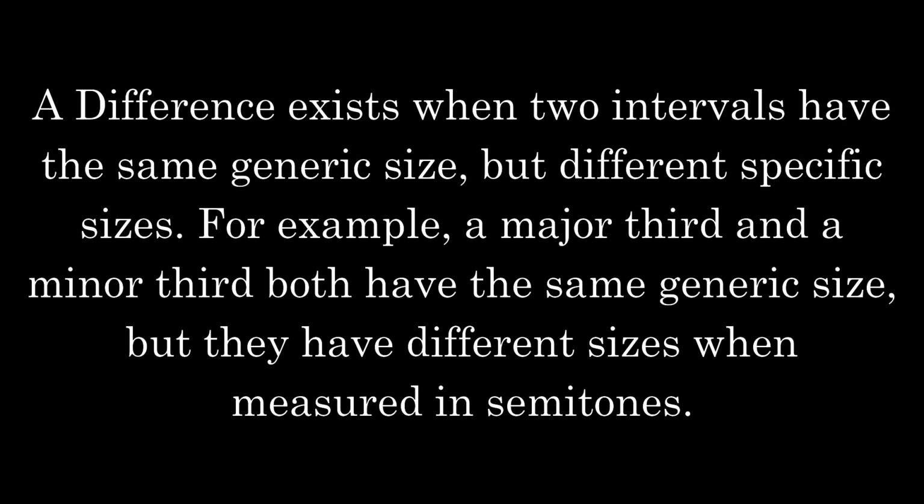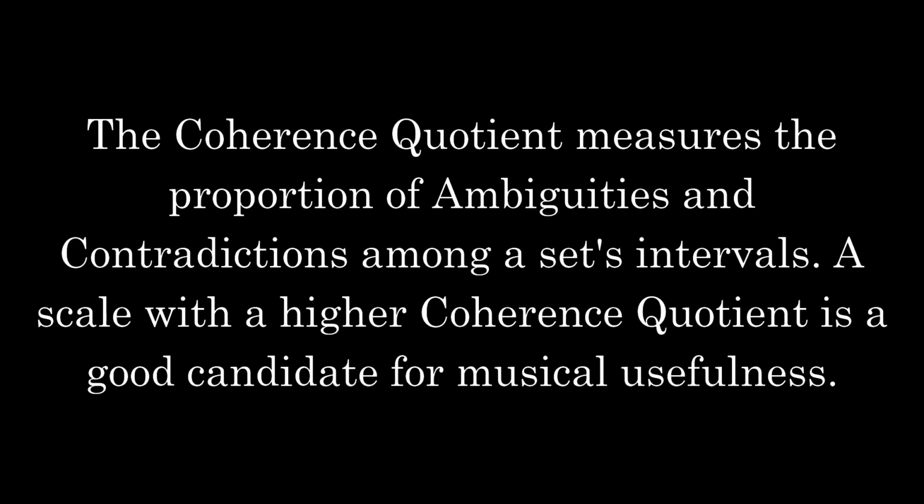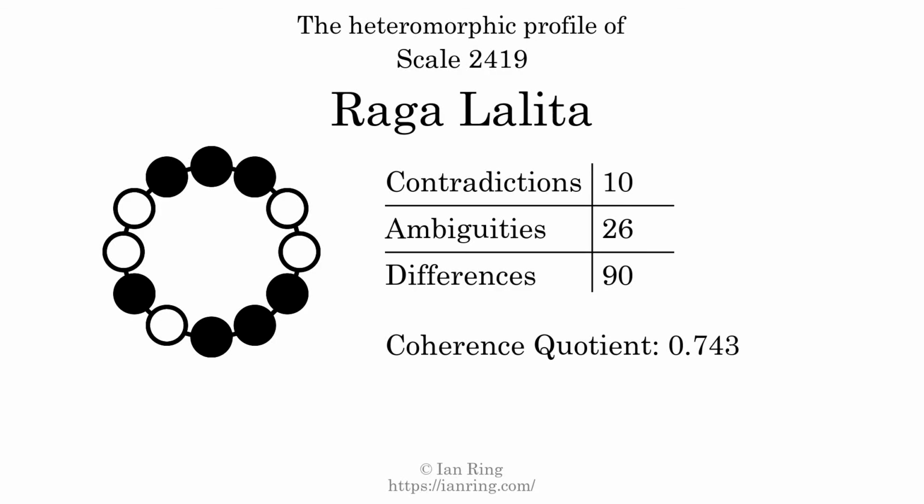A difference exists when 2 intervals have the same generic size, but different specific sizes. For example, a major third and a minor third both have the same generic size, but they have different sizes when measured in semitones. The number of differences in this scale is 90. The coherence quotient measures the proportion of ambiguities and contradictions among a set's intervals. A scale with a higher coherence quotient is a good candidate for musical usefulness. The coherence quotient is 0.743.